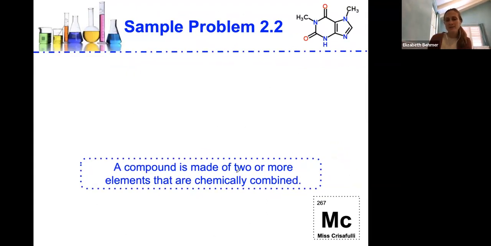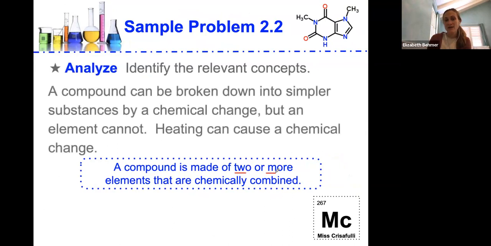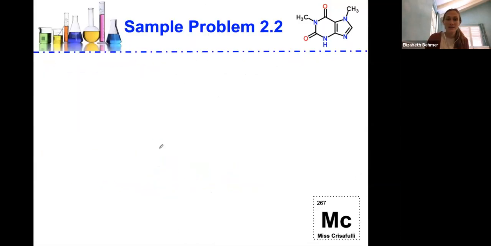We know that a compound is made up of two or more elements that are chemically combined. Let's identify the relevant concepts. A compound can be broken down into simpler substances chemically by a chemical change, but an element cannot. Heating can cause a chemical change. So we know it's a compound because it's made of two or more elements that are chemically combined.